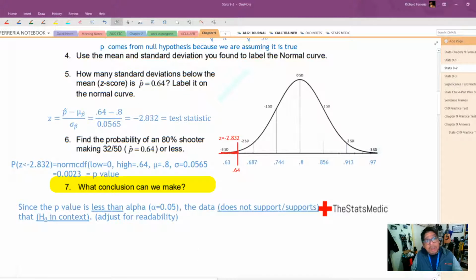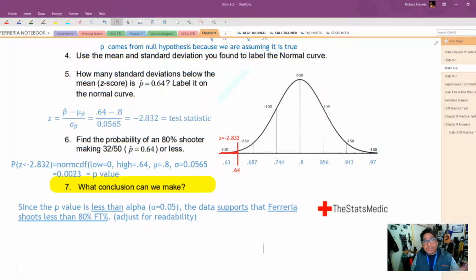So we have a small p-value, so it supports the alternative hypothesis, and the alternative hypothesis in context. Read it one more time for readability. Since the p-value is less than alpha, the data supports that Ferreria shoots less than 80% free throw percentage. That sounds pretty good to me. And that takes us through all of the steps that we need to do for a hypothesis test for a proportion.